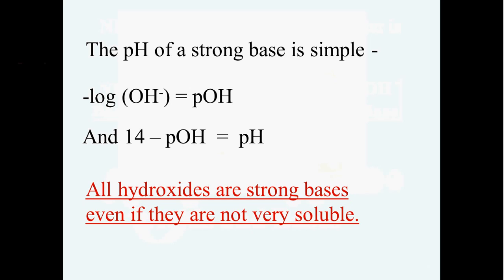The pH of a strong base is simple. You simply take the negative log of the hydroxide ion concentration. That gives you the pOH, and then of course subtracting from 14 gives you the pH. Remember, all hydroxides are strong bases. They dissociate 100%. Even if they're not soluble, when they undergo an acid-base reaction, they will react to completion.